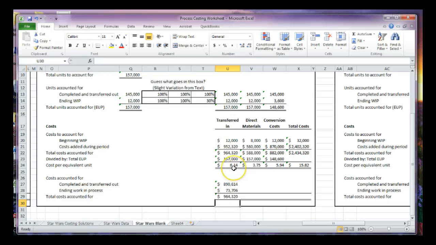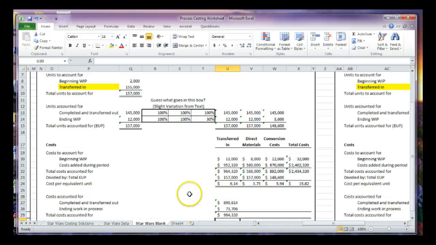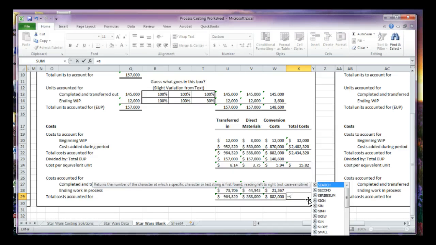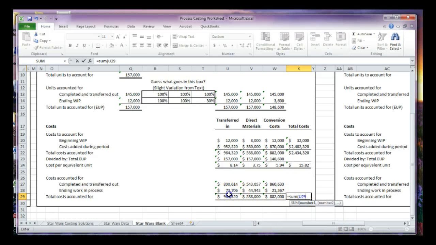We took our cost per helmet times the number of helmets transferred out, took our cost per helmet times the ones that are still sitting there in the factory at the end of the day, and that covers our transferred in costs. We can drag this over two more, doing the same exact thing. 588 equals 588. So we've accounted for all our costs that we need to account for. And if you want, you can total these. 2.4 million, that makes sense.